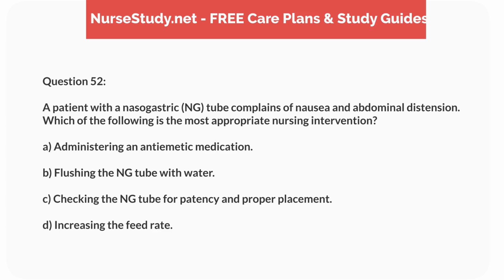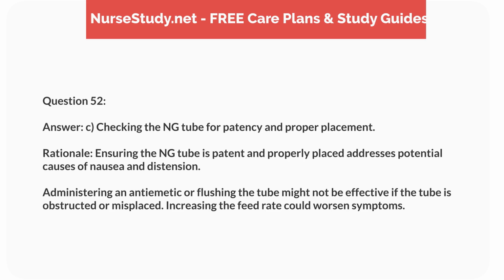Question 52. A patient with a nasogastric (NG) tube complains of nausea and abdominal distension. Which of the following is the most appropriate nursing intervention? A. Administering an antiemetic medication. B. Flushing the NG tube with water. C. Checking the NG tube for patency and proper placement. D. Increasing the feed rate. Answer: C. Checking the NG tube for patency and proper placement.